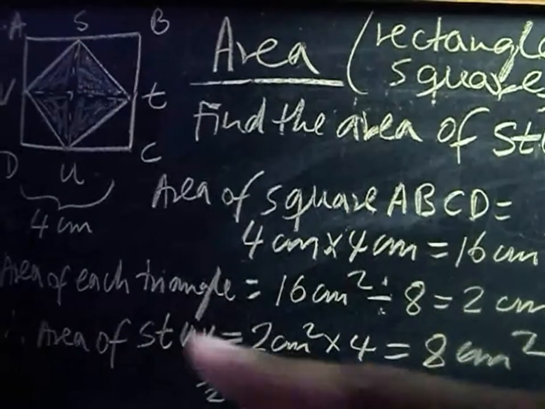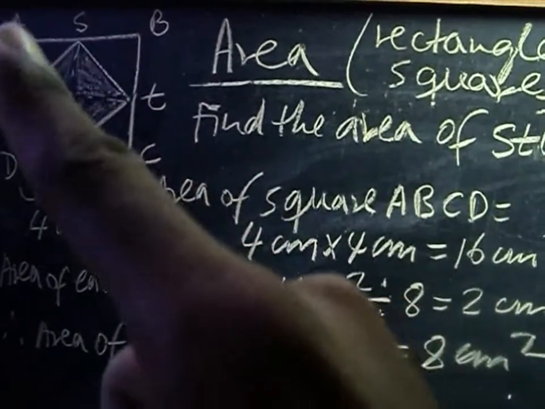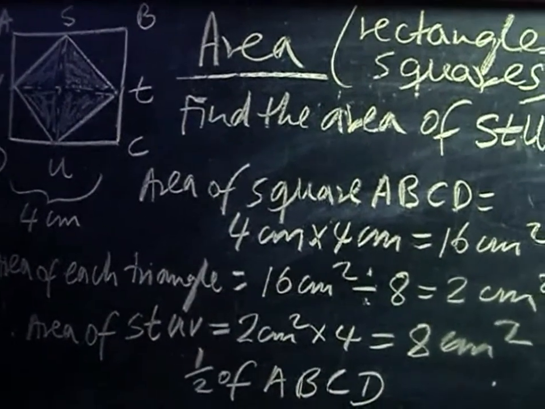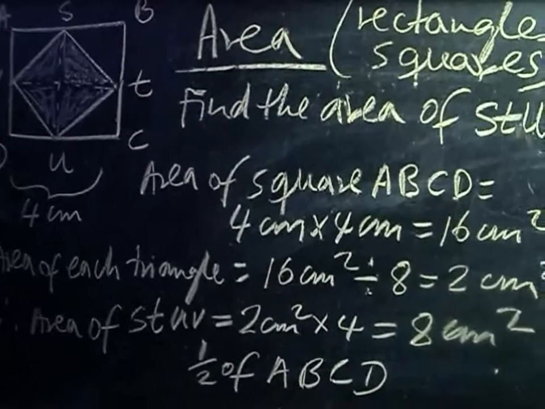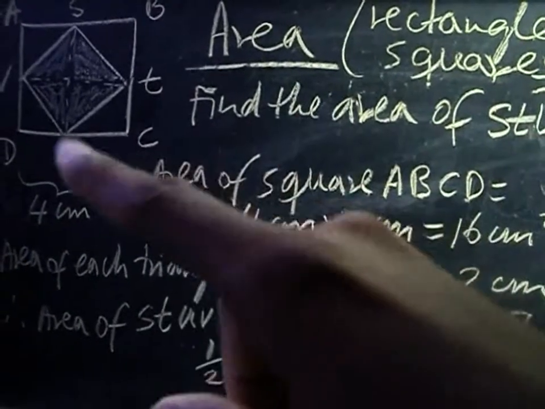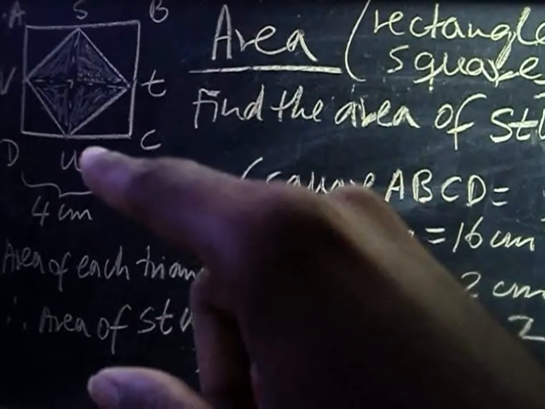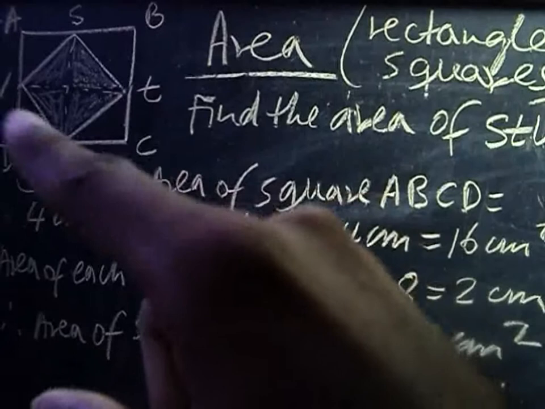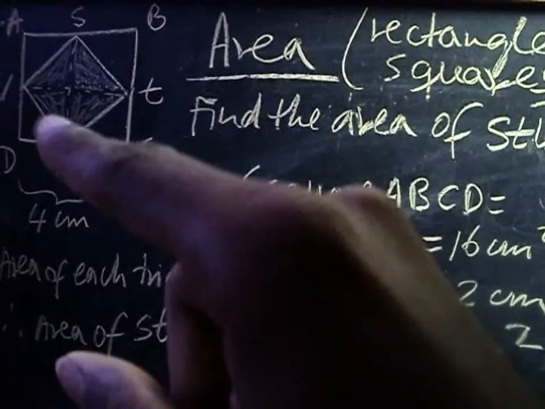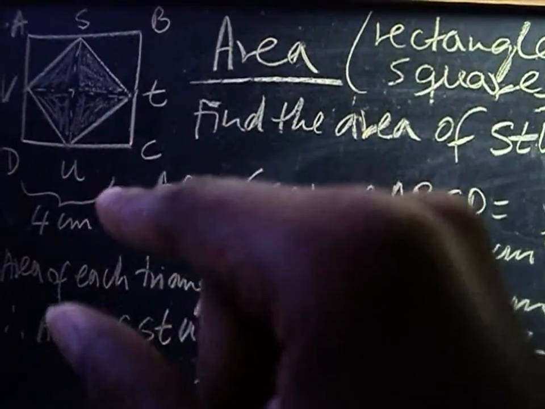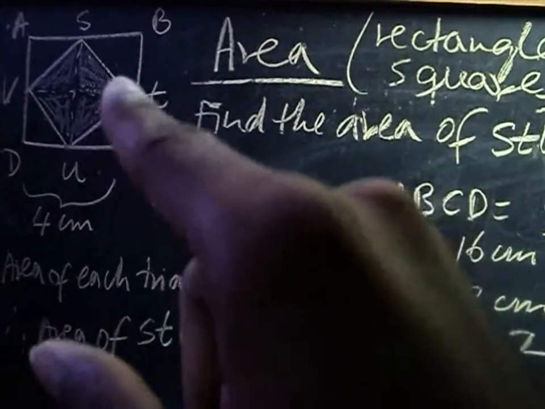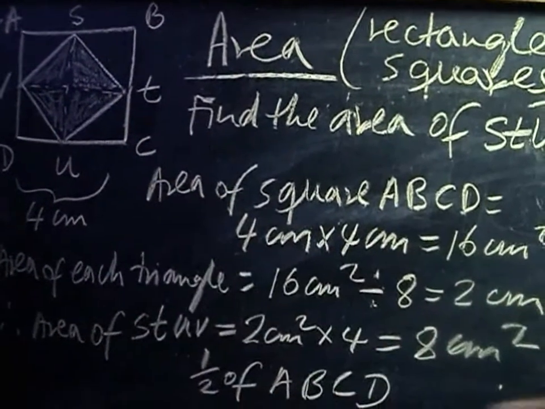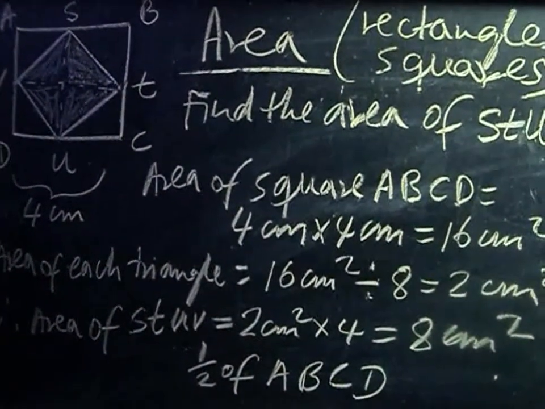And I need you to note that this is actually half of A, B, C, D. Note that. Very important. You can get the area of the entire thing and observe that it could be divided into 8 triangles. So divide the total area by 8, then take 4 of them, add them up or multiply, and you get the area of the shaded region.